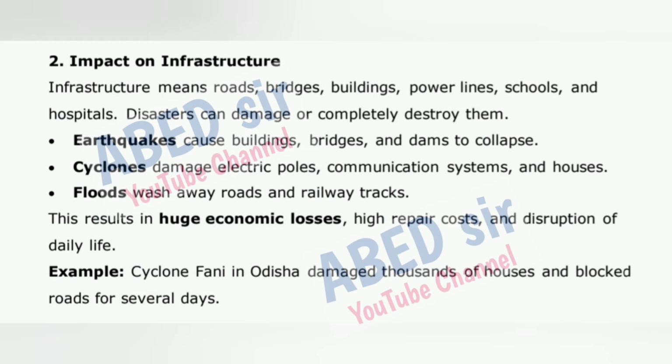2. Impact on infrastructure. Infrastructure means roads, bridges, buildings, power lines, schools, and hospitals. Disasters can damage or completely destroy them. Earthquakes cause buildings, bridges, and dams to collapse. Cyclones damage electric poles, communication systems, and houses.